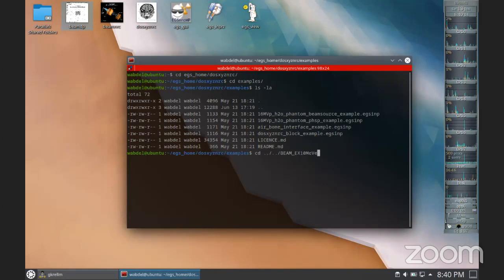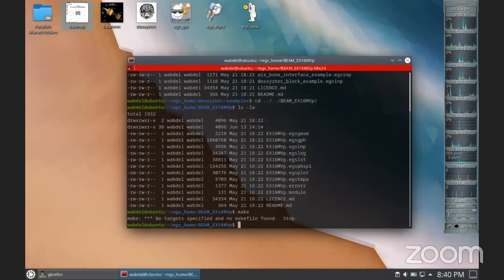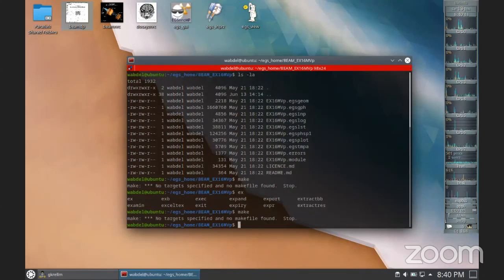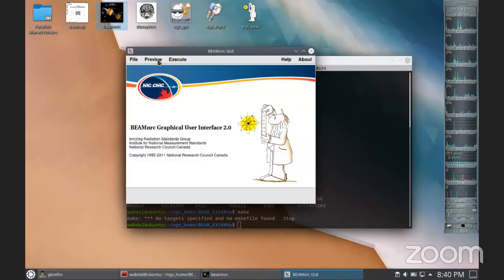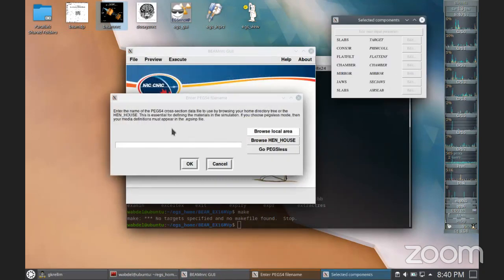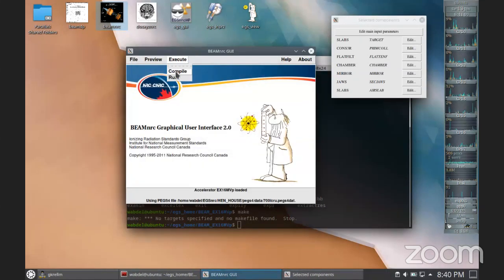Example, and then we have the 16. Okay, the input file is there. Let's compile it. Let's load the previous accelerator. This is the photons. That one, I think it's the Henry House 700. Doesn't matter, I just want to compile.